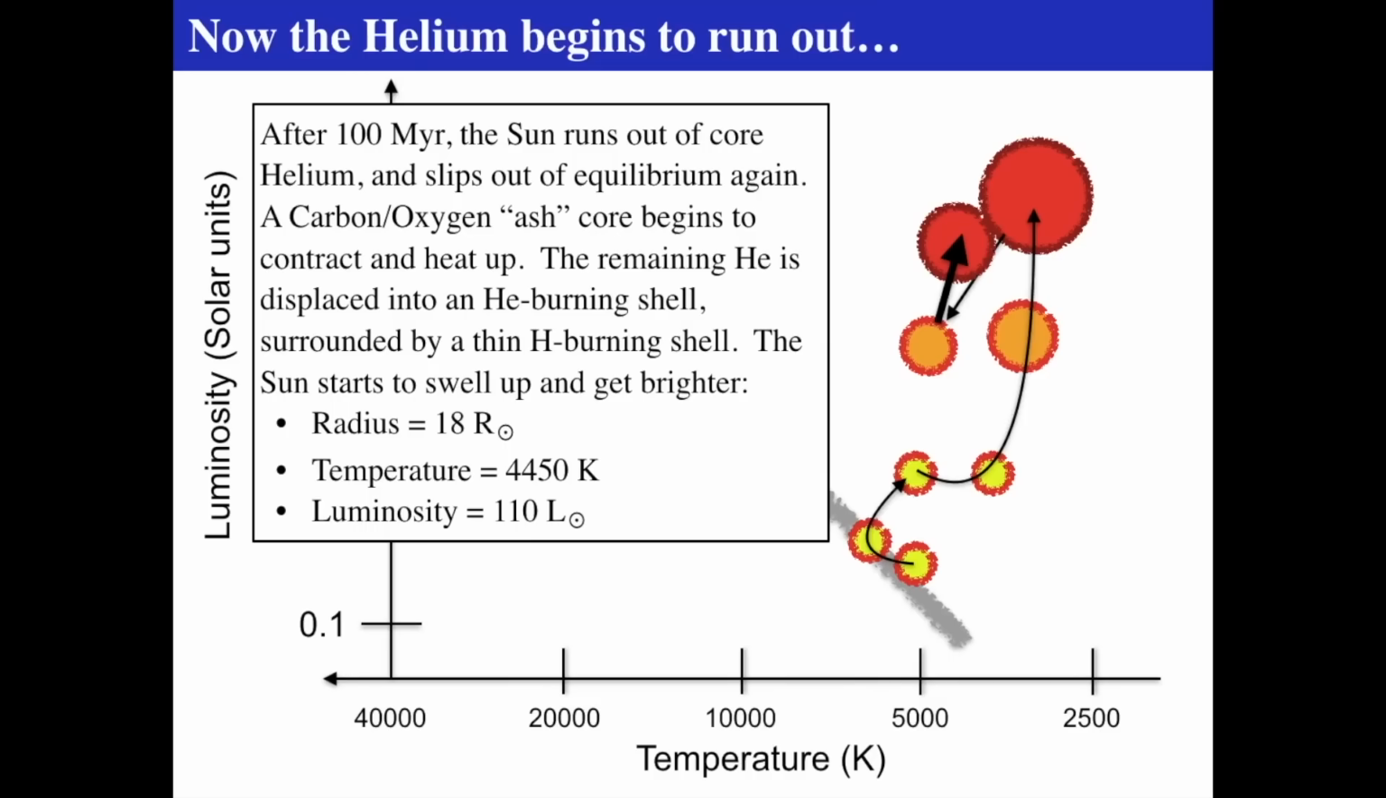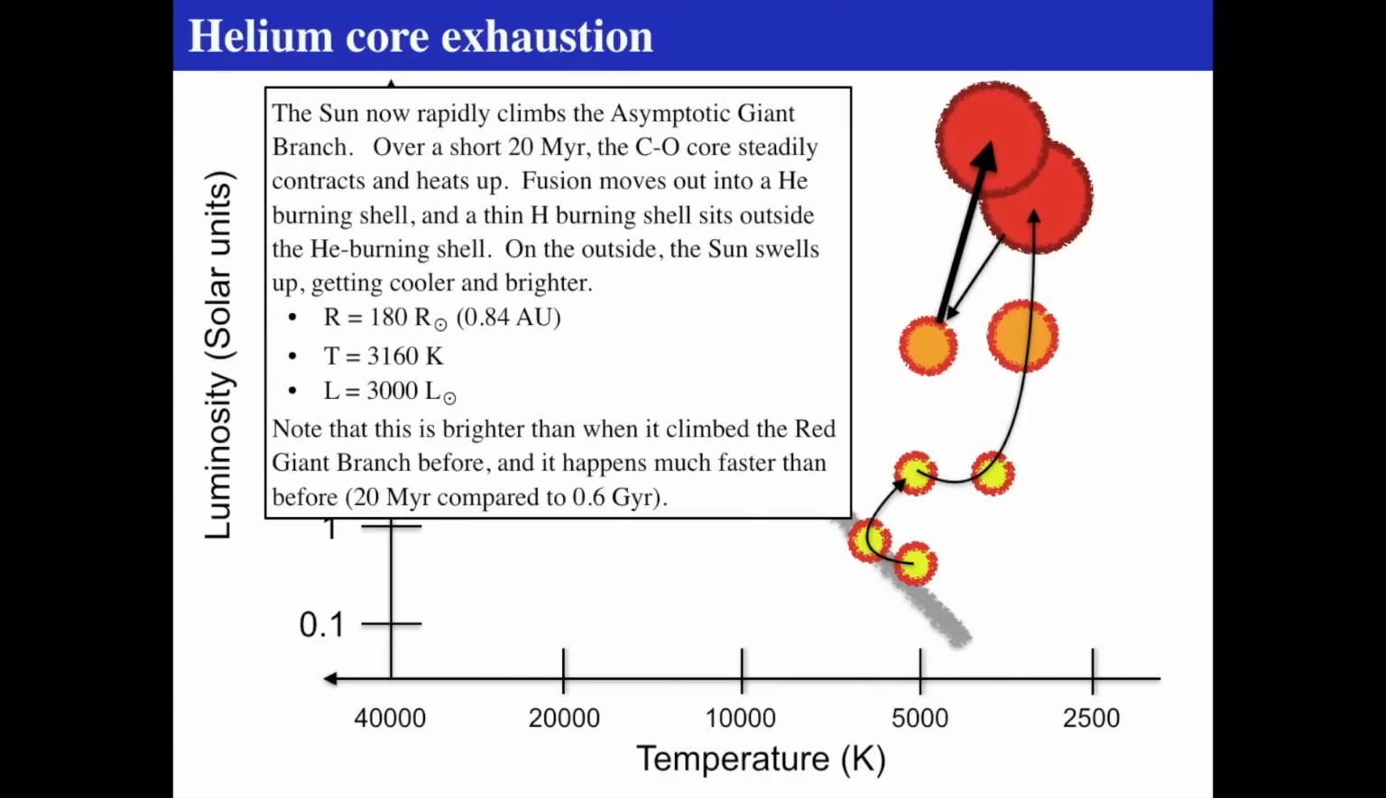It's a huge race against gravity and the pressure due to gravity. So it again climbs up what we call the asymptotic giant branch, and over 20 million years, the carbon-oxygen core contracts and contracts and contracts even more and heats up even more. The fusion moves out into a very strong shell. The thin hydrogen shell is way outside the helium-burning shell.